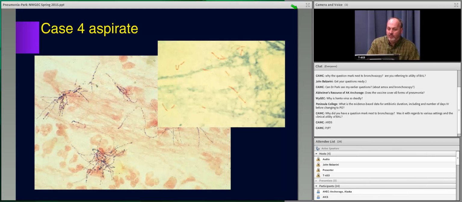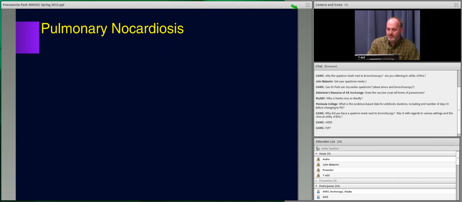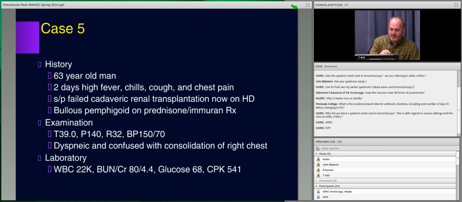Okay, so we ended up aspirating one of those, and this is what we found on the gram stain. Again, neutrophils, mucus, and these fine branching beaded gram-positive rods. And I think we got another stain of it. This is a Kinyoun stain, a modified acid-fast stain. So when you see this gram-positive rod that's AFB smear positive, that's Nocardia. So this was pulmonary nocardiosis.